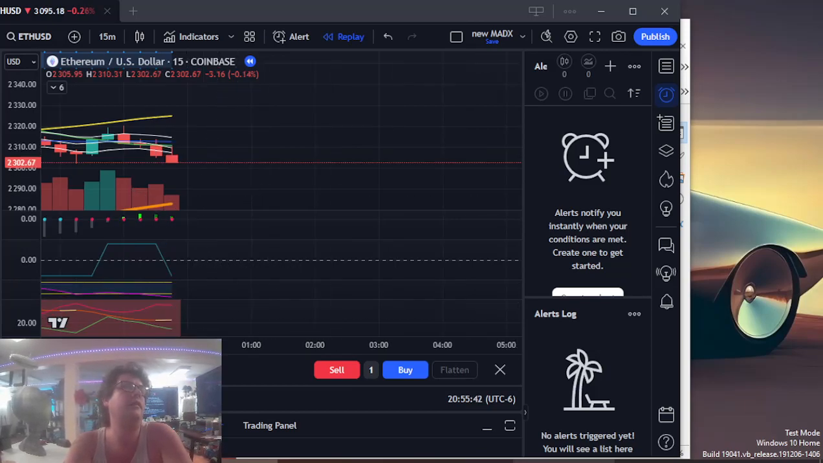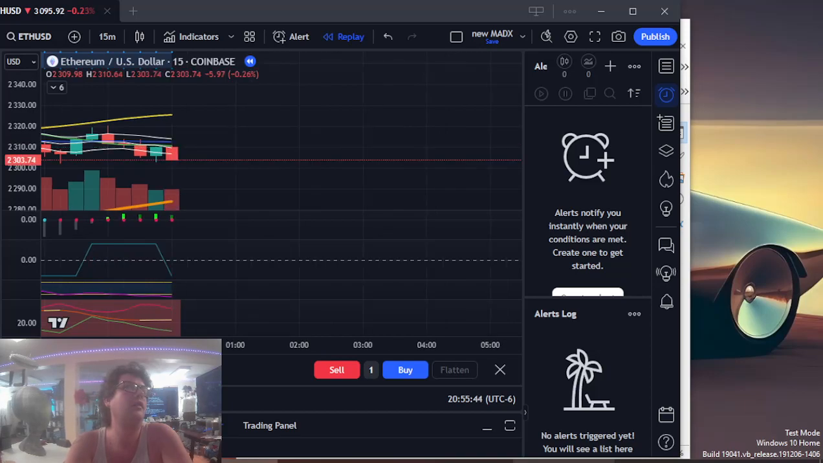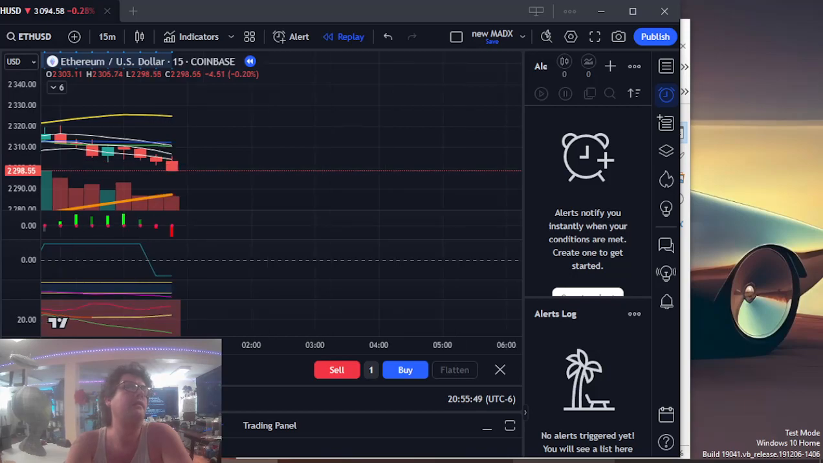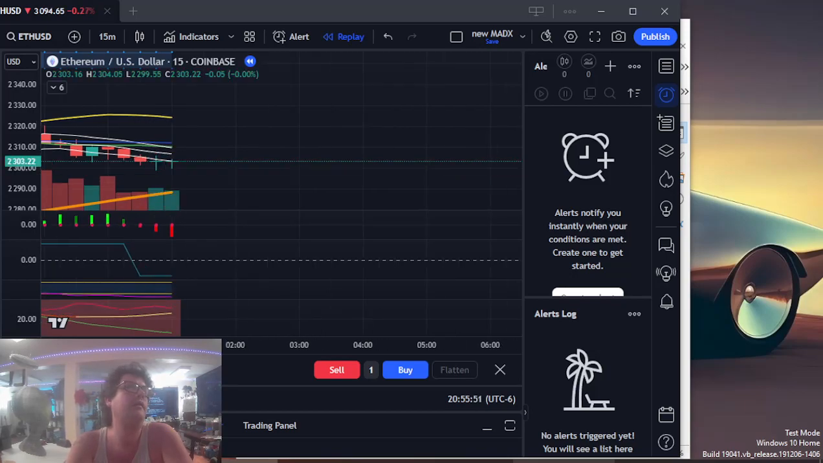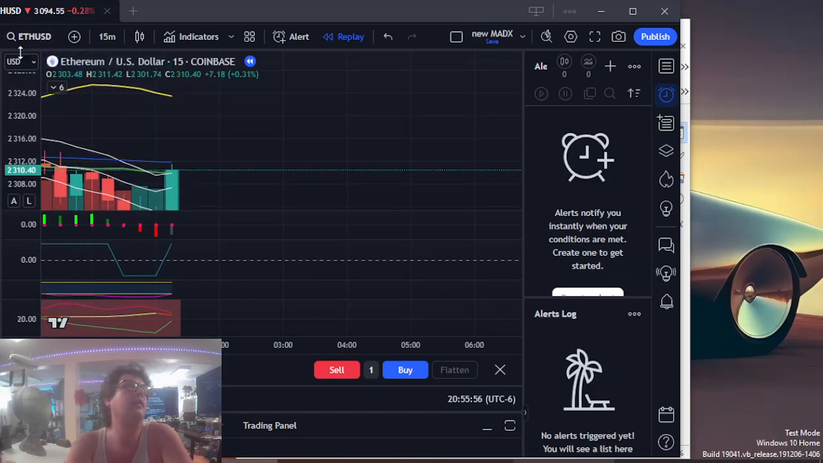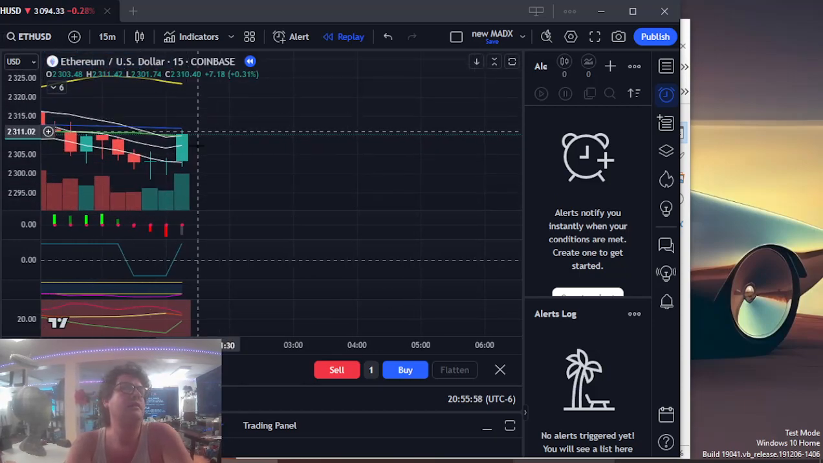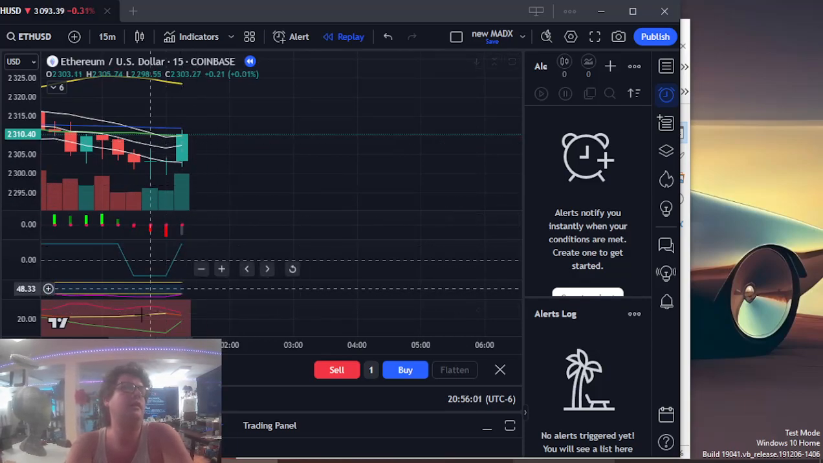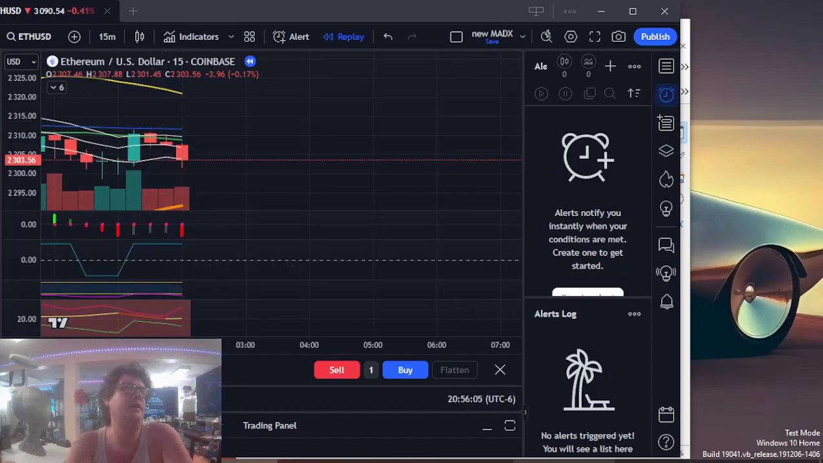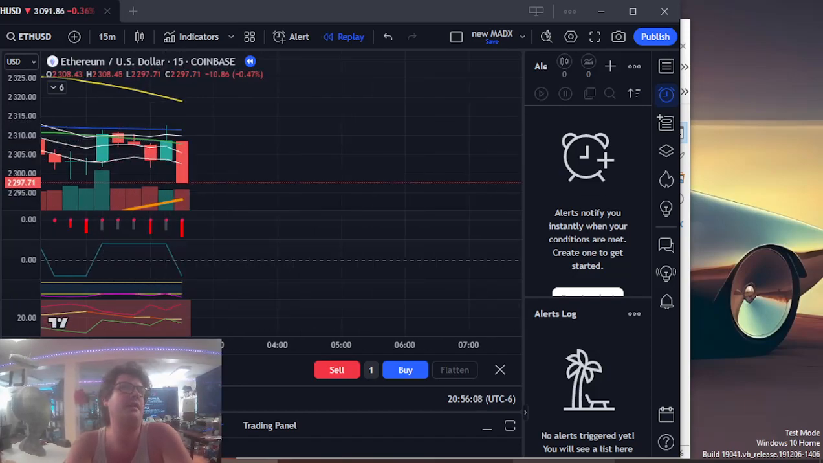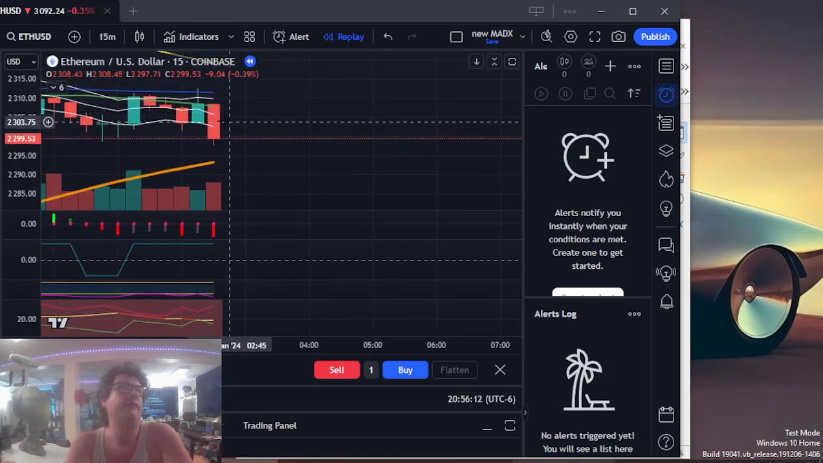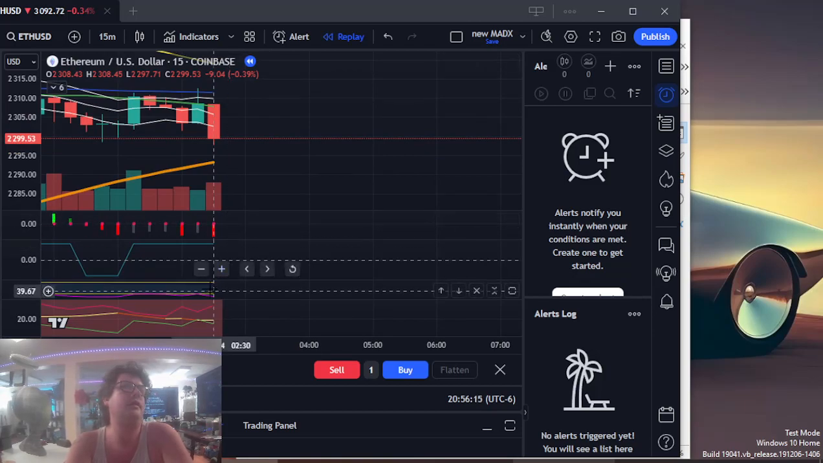Alright. Let me see. 1, 2. Nope. The VWAP is in the way. The blue one is VWAP, volume weighted average price. 1, 2. Nope.